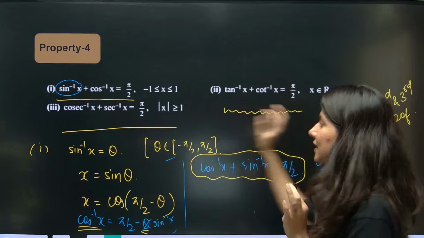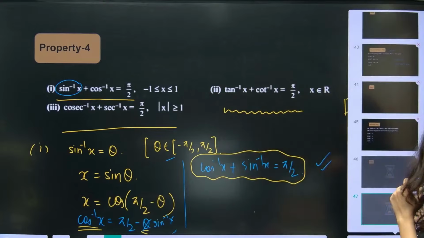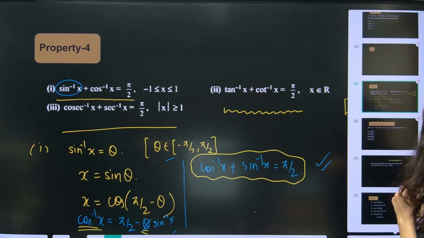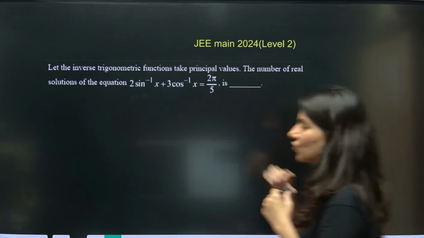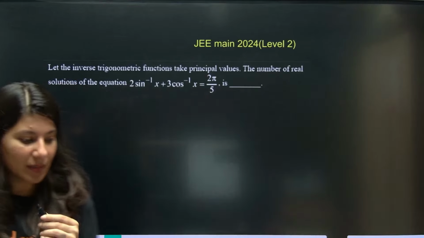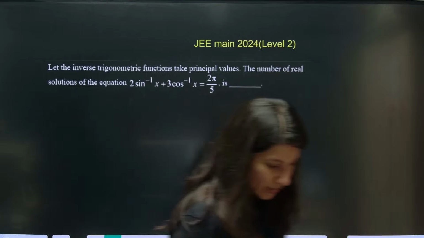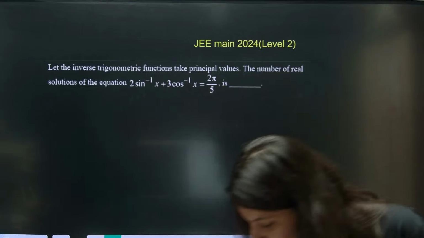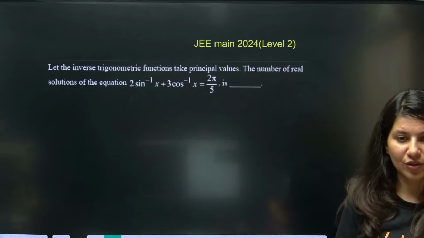Easy? Yes. Now the second and third you have to do on your own. I am going to give you a question right here. This is a JEE Main PYQ. Everybody, JEE Main PYQ. Okay, so just solve it till I charge my mic.